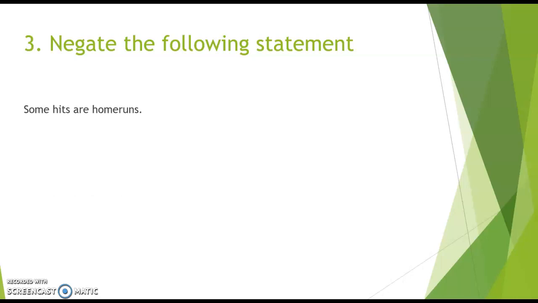Example 3, negate the following statement. Some hits are home runs. So let's negate that. All hits are not home runs. Okay? So those would be negating the statements. When you talk about some A are B, the negation would then be all A are not B. And that is the idea of identifying and negating quantified statements.